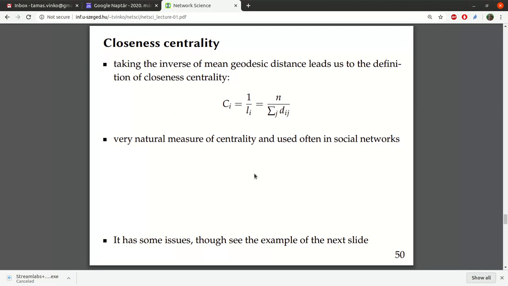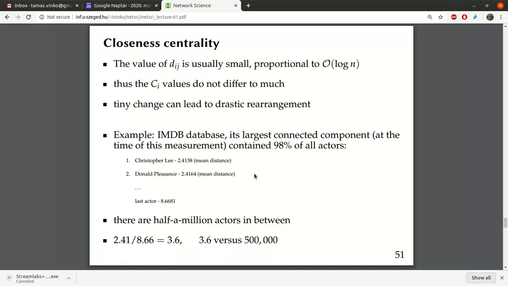And it's a very natural measure because, as we said earlier, shortest paths can really be the way messages or gossips are spreading, but of course other ways can also happen. But this is not the main problem with this metric. Let's see the next slide.